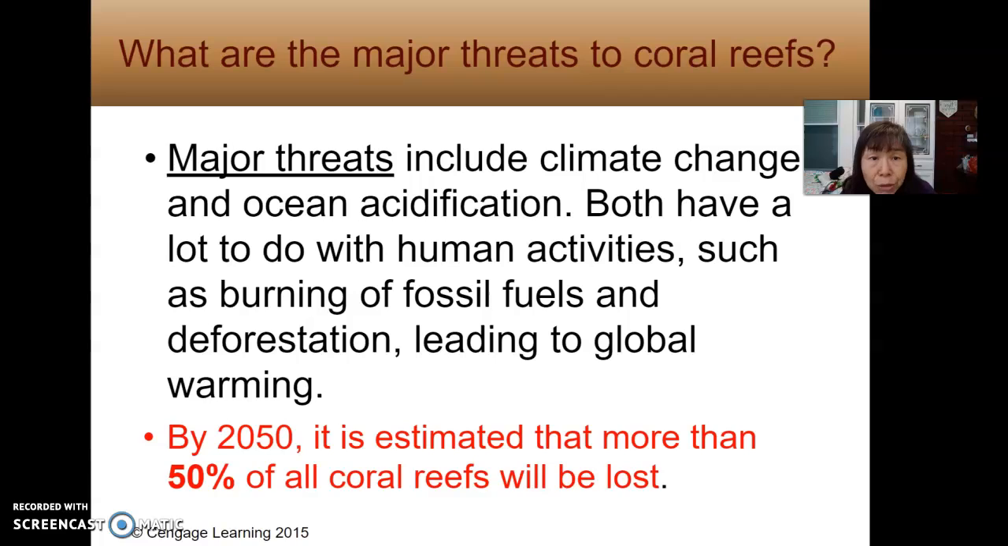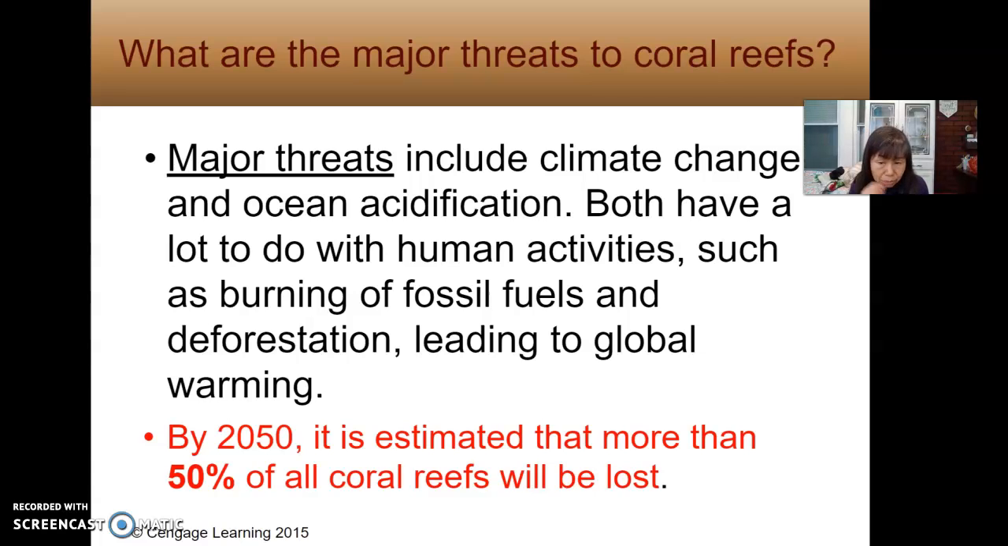Let's look at the major threats to coral reefs. The major threats include climate change and ocean acidification. Mainly we can summarize into two: climate change and ocean acidification. Both have a lot to do with human activities, such as burning fossil fuels and deforestation, leading to global warming.